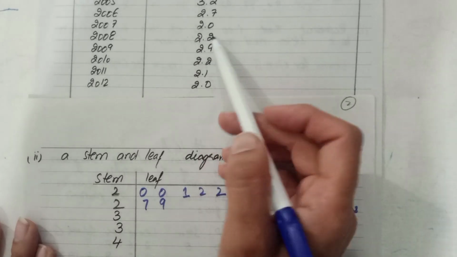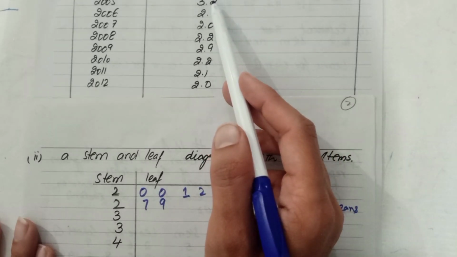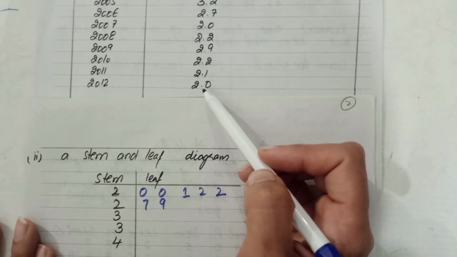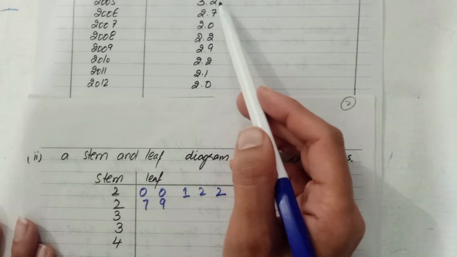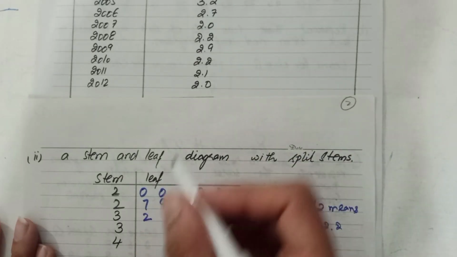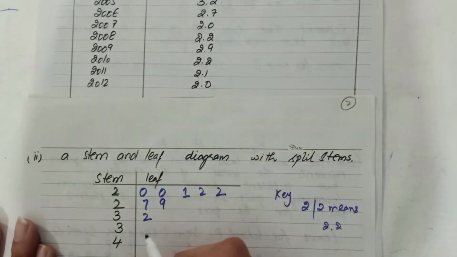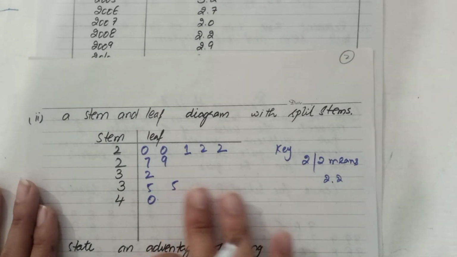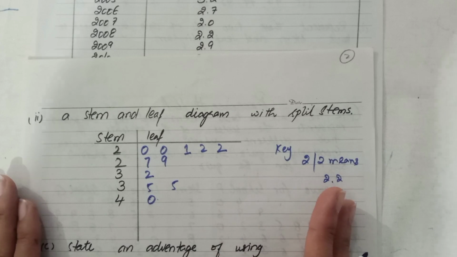Now 3, there is 3.2 only one time, and 3.5 and 3.5, and 4 is 4.0. Now students, this is a stem and leaf diagram, very simple.